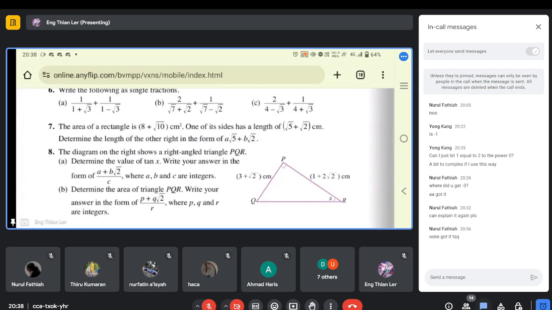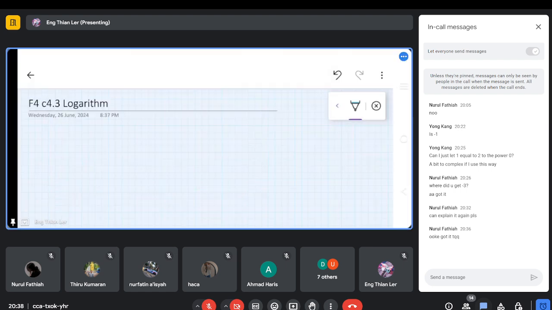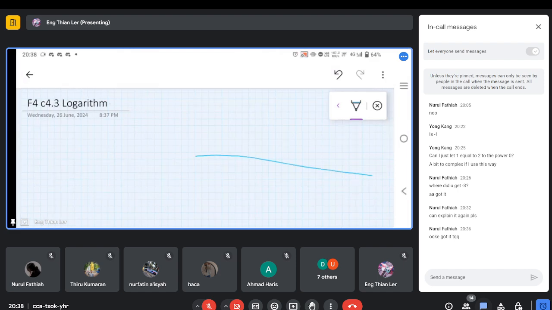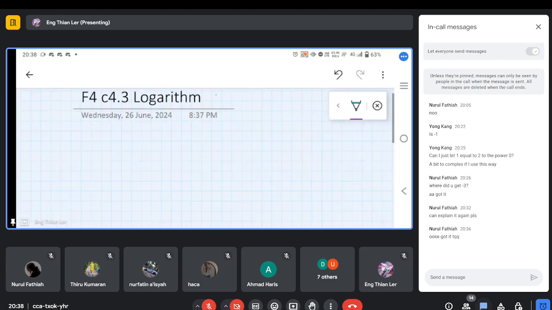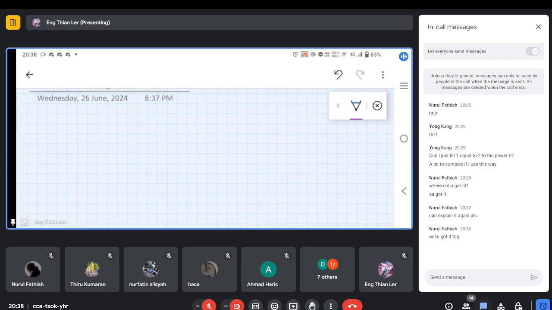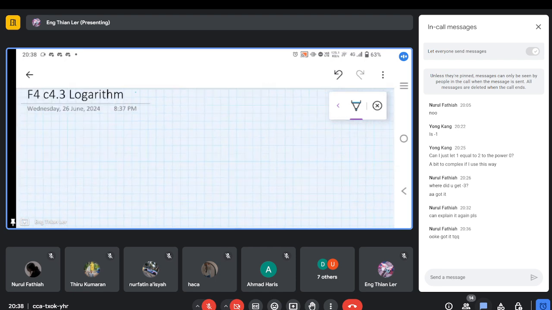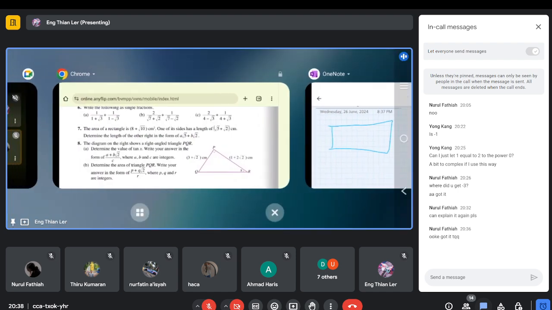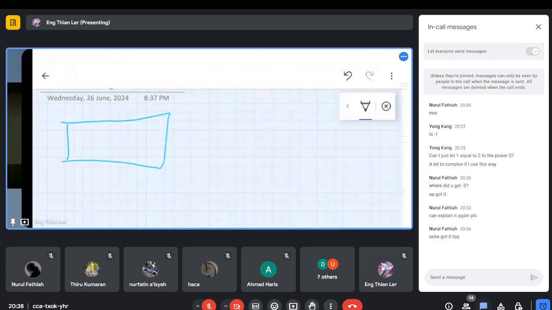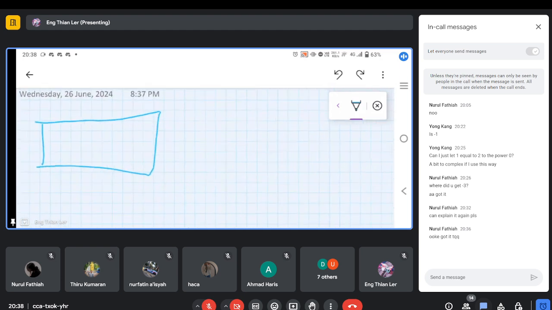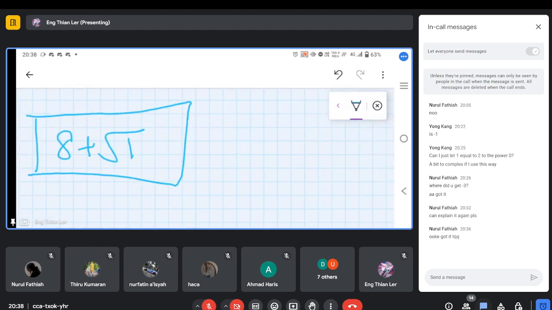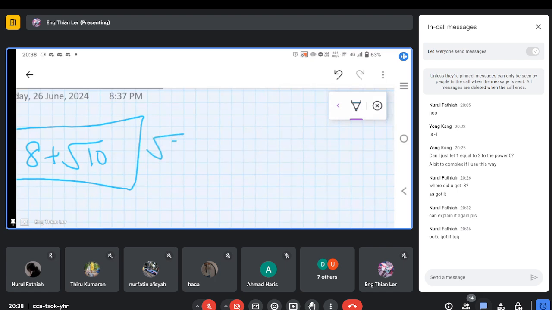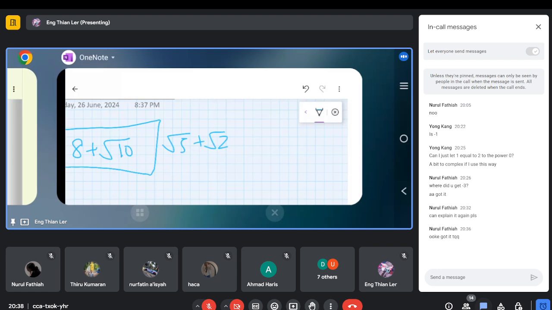So let's draw a rectangle first. Not logarithm first. We're going to do some questions because I'm afraid some people have problems with their surds. So let's draw a rectangle. It says the area is 8 plus root 10, and the side is root 5 plus root 2. Correct?